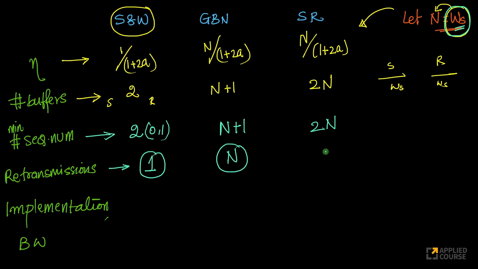In this case, if I'm using negative acknowledgement, I only have to retransmit the lost or the damaged packet. So again, this is because of negative acknowledgement.